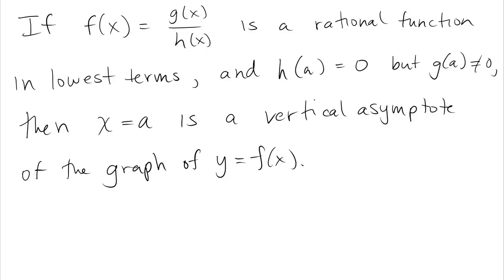So if you've got a rational function reduced as far as you possibly can, and there's a number that makes the denominator 0 without making the numerator 0, then there's guaranteed to be a vertical asymptote at that location.